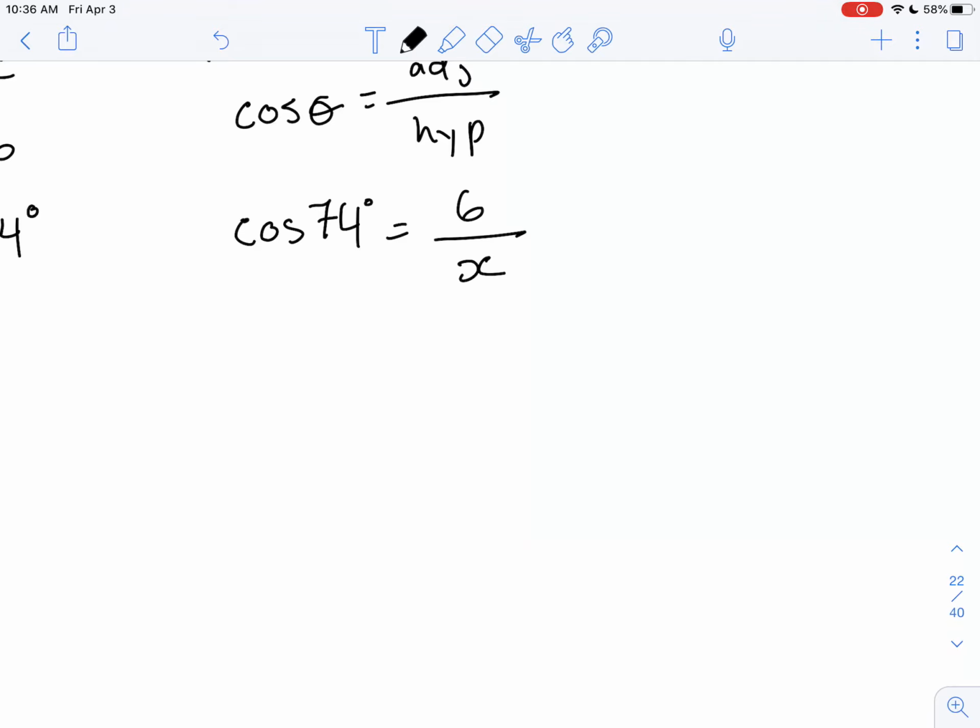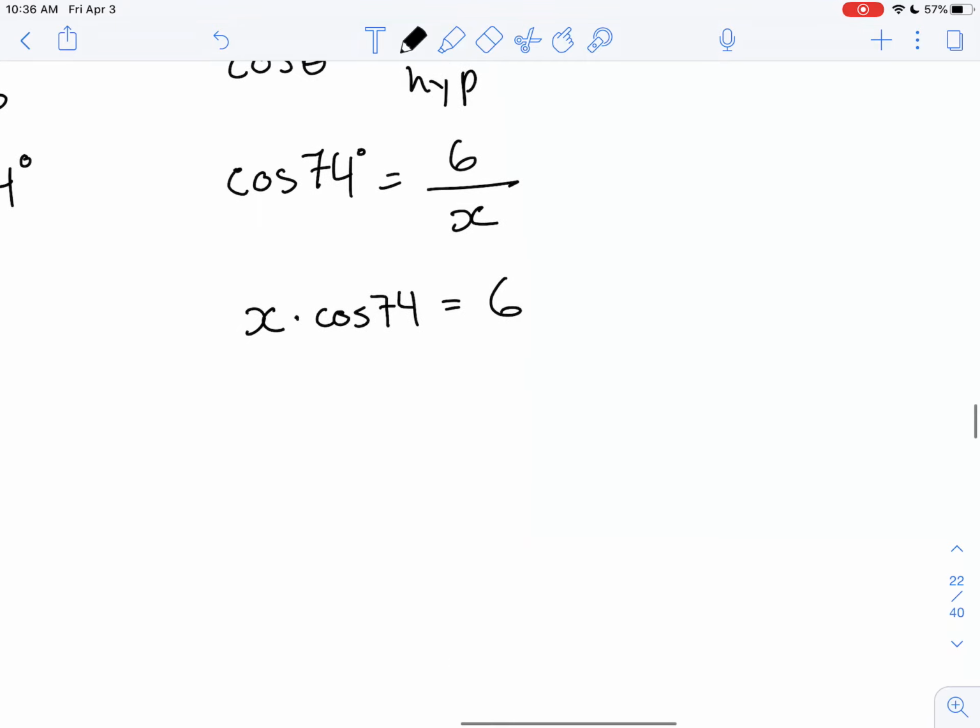Or we can multiply our x by both sides, so we get x times cos 74 is equal to 6. So I multiplied both sides by x. X divided by x is 1. Then I want to isolate for x. So I'm going to say x is equal to, divide both sides by cosine 74, 6 divided by cos of 74 degrees.